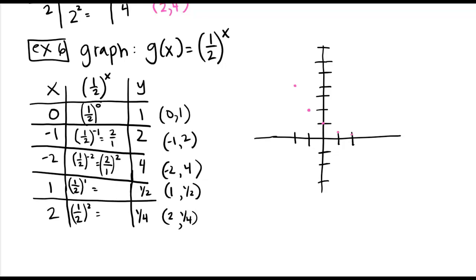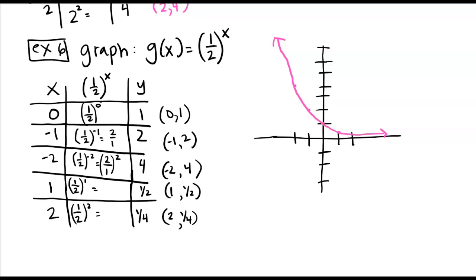All right, so this one is getting closer to the x-axis as it's going out to positive infinity. Can you see how it's getting closer this way? And then it's going to take off. It's going up in this direction, like this.